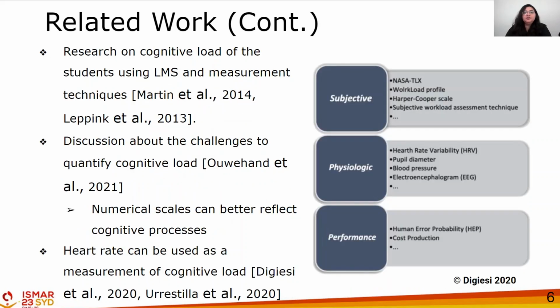Although students' cognitive load has been a consideration, not much research has been found that takes into consideration the cognitive load of the teacher while using the educational applications. The figure shows the most common methodologies adopted for cognitive load evaluation according to Dirgantara and others. The work of Ouwehand discussed the challenges to quantify cognitive load through various measurement methods and suggested that numerical scales can better reflect cognitive processes underlying complex problems.